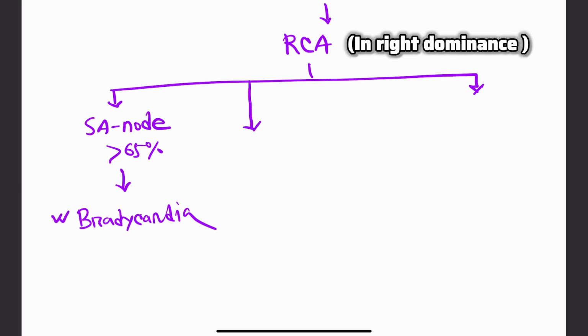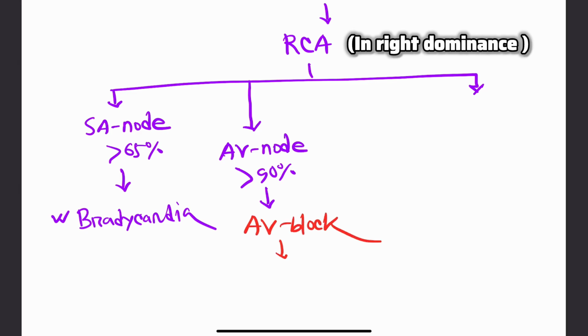And then the right coronary artery also supplies the AV node in more than 90% of cases. So if the AV node is involved, then what happens? There will be AV block. It may be first degree, second degree or third degree heart block.